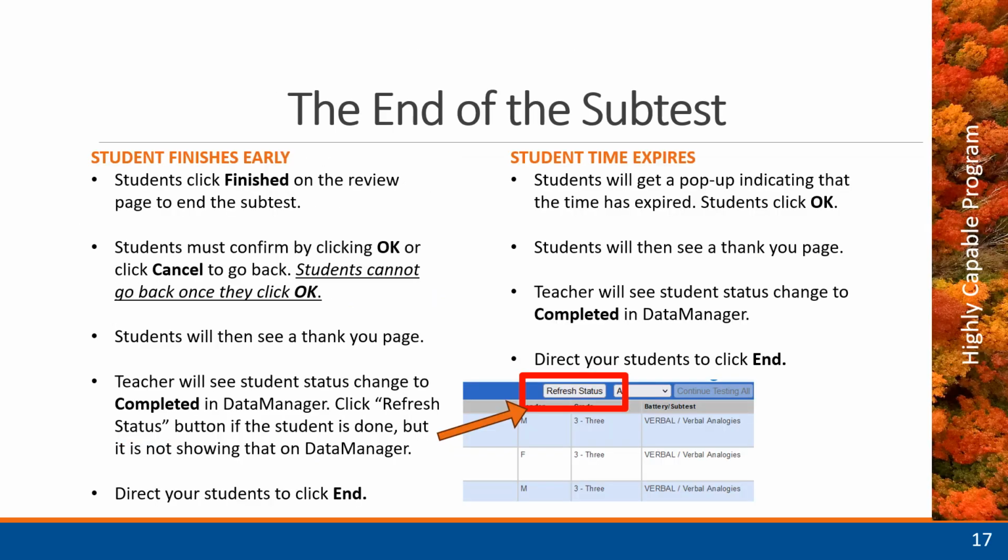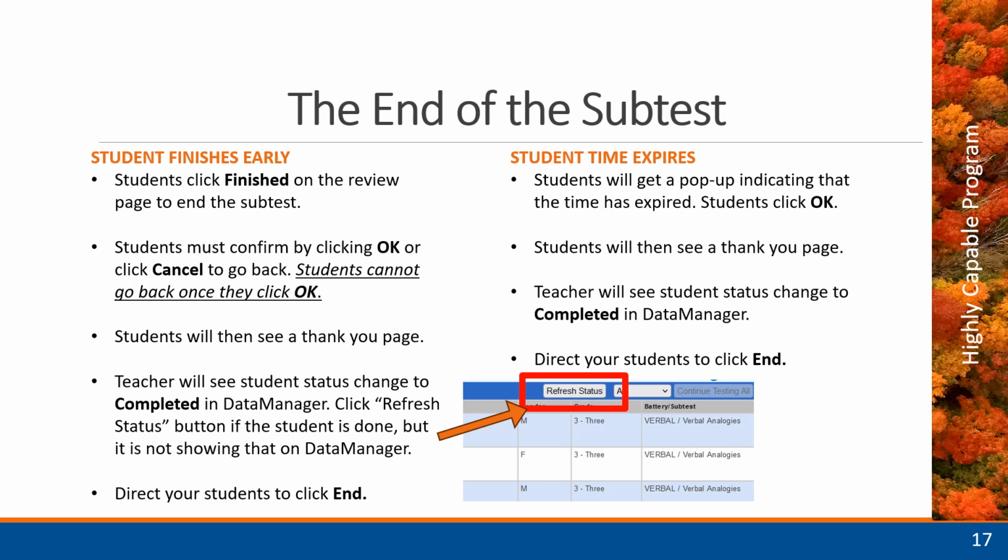The end of a subtest. When a student finishes early, the student will click Finished on the review page to end the subtest. Students must confirm by clicking OK, or they can click Cancel to go back and review their answers. Please note that students cannot go back once they do click OK. Students will then see a thank you page.